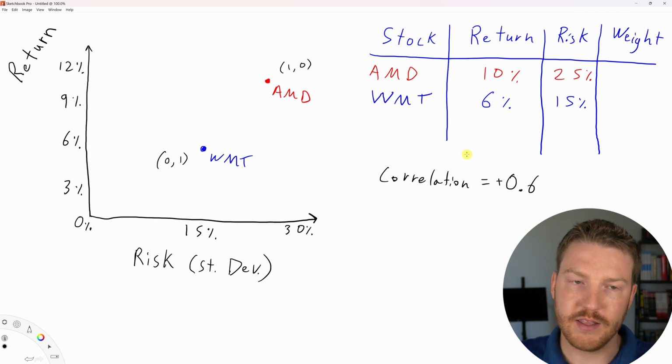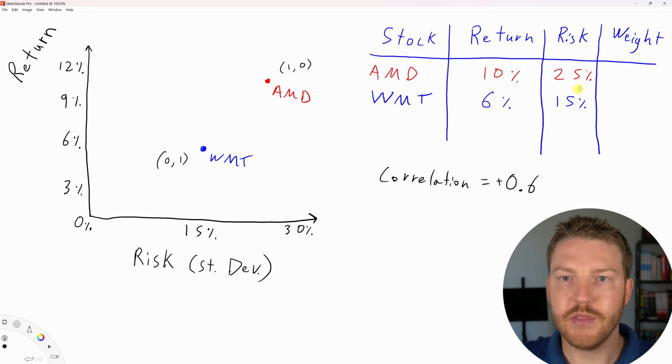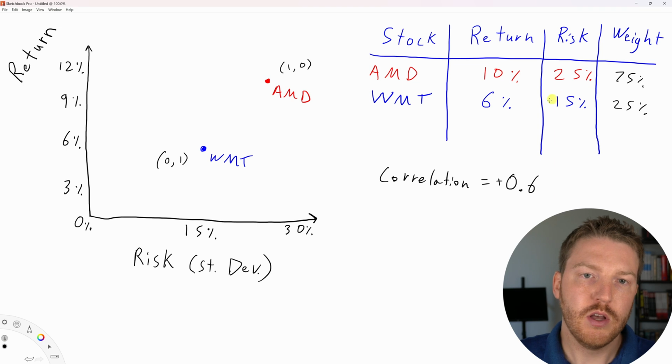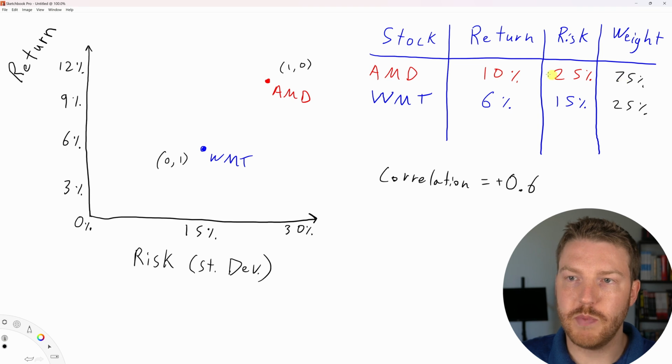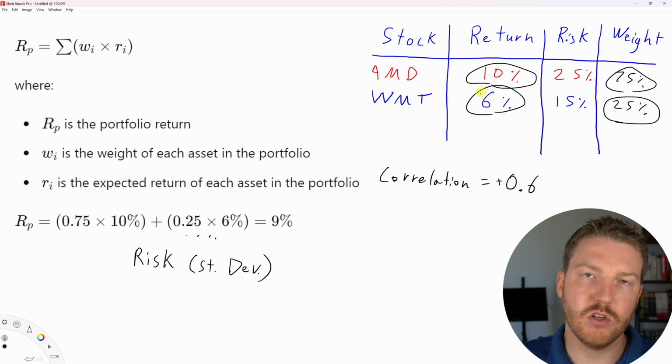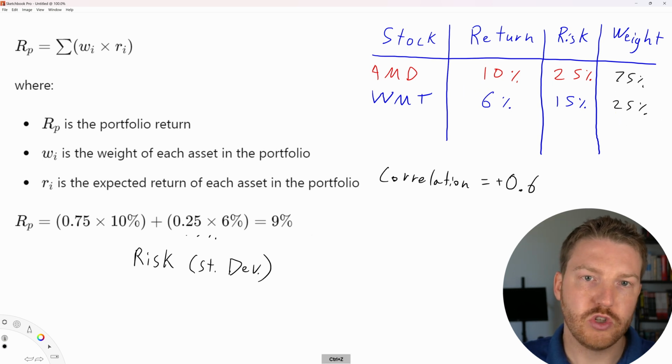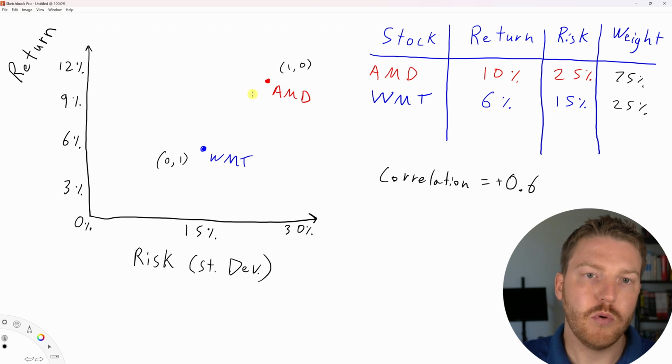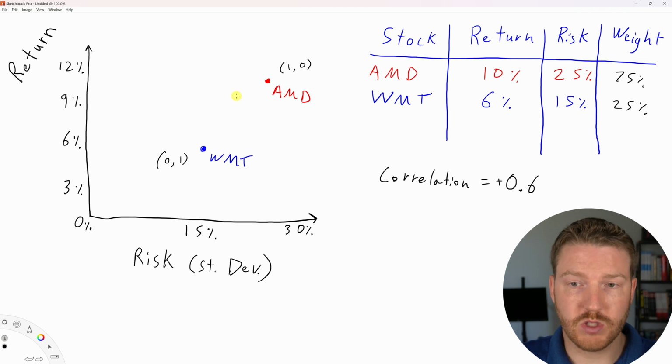So let's look at this and say, hey, what would be the return and risk if, hypothetically, we invested about 75% into AMD and about 25% into Walmart? Well, then we could come over here and do the actual calculations. We would basically take a weighted average of this times this plus this times this, and that would give us about a 9% return. Or it should be about 9% exactly. So we would be over here. But what would be our standard deviation? Now, if the correlation was perfect, a correlation of 1, then it would be exactly between these two lines at this 9% mark, right here.